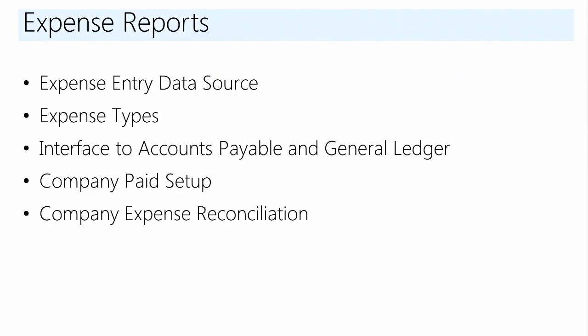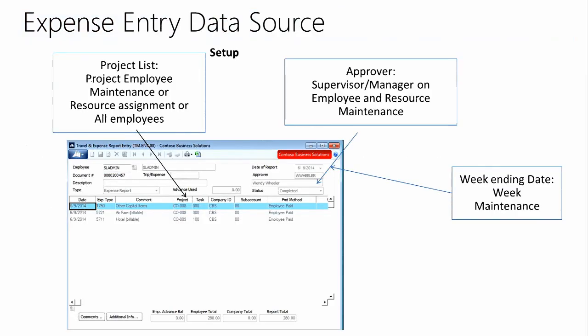Expense reports. We'll discuss data entry again for the expense report. We have expense types that control the posting of the costs. We have the ability to interface into accounts payable. We have company paid setup, and then we have expense reconciliation. Similar to what we looked at with the time card, we can do the same with the expense report.